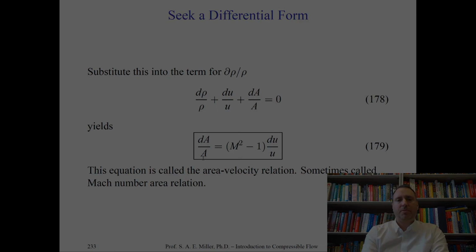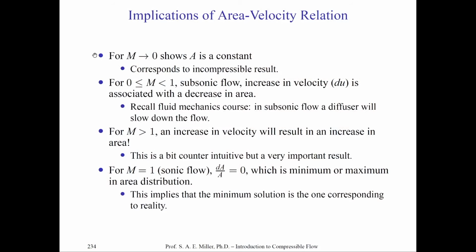Think about these rules for a second, and then we'll interpret them together. Okay then, let's see the implications of the Mach area equation, or velocity area equation. For Mach zero, if we put in zero, then A, of course, is a constant. And this corresponds to the incompressible result, which we're generally not interested in this class. Now, if the Mach number varies between 0 less than or equal to M less than 1, which is a subsonic flow, as we previously discussed, we'll have an increase in velocity, that is, a positive du, which will be associated with a decrease in area.